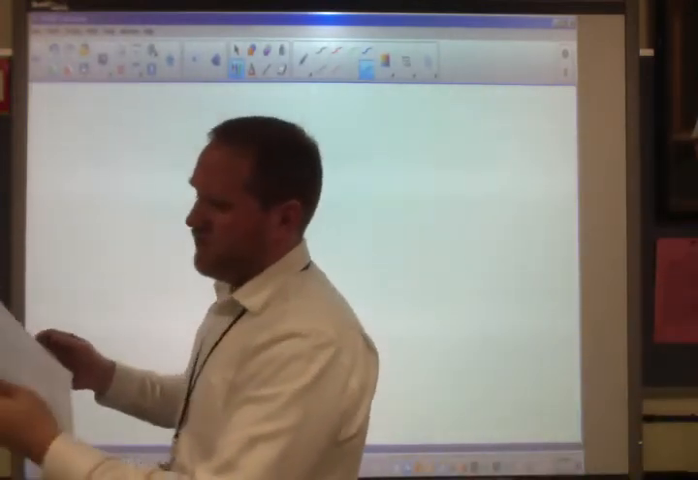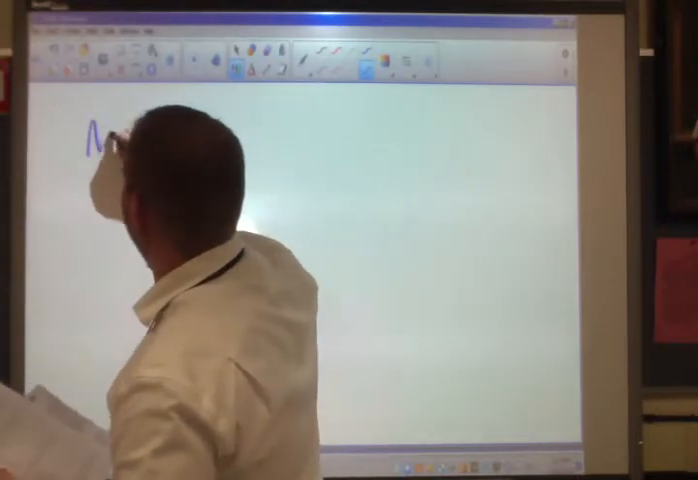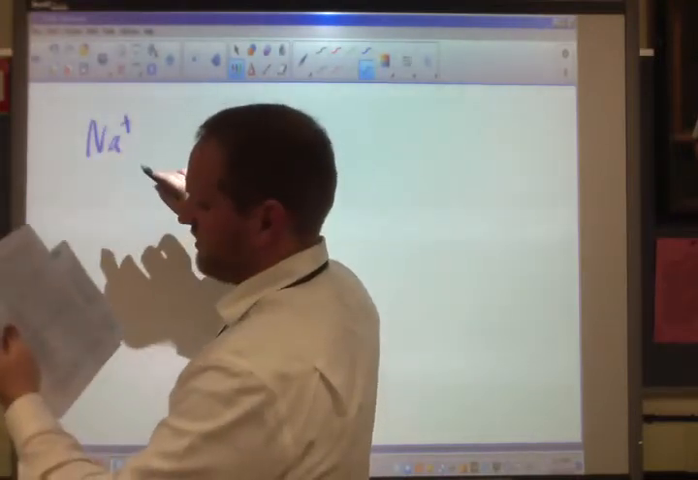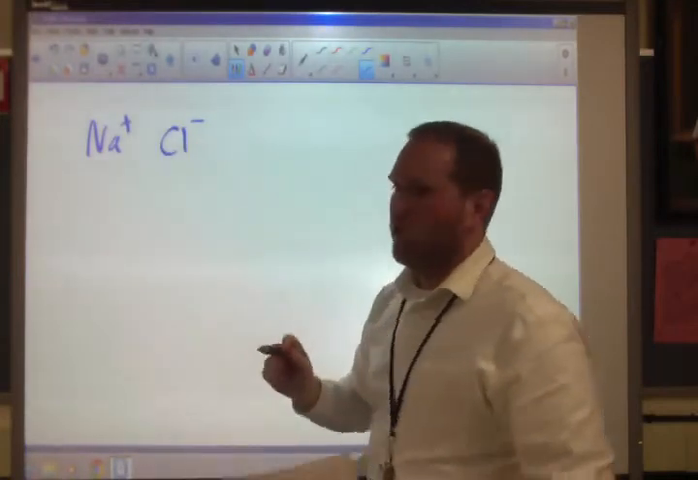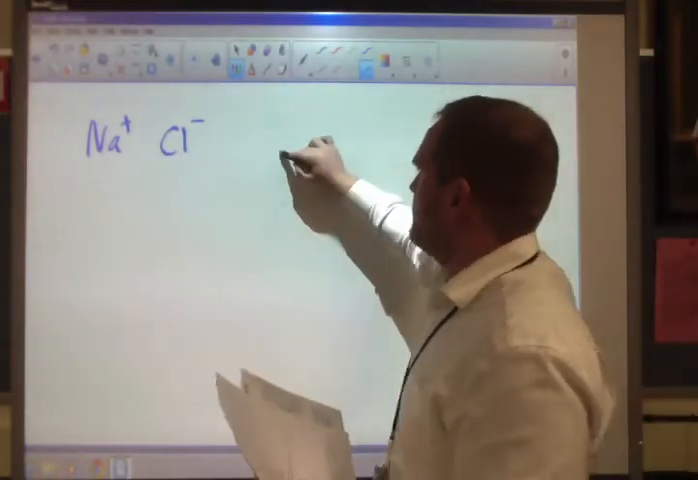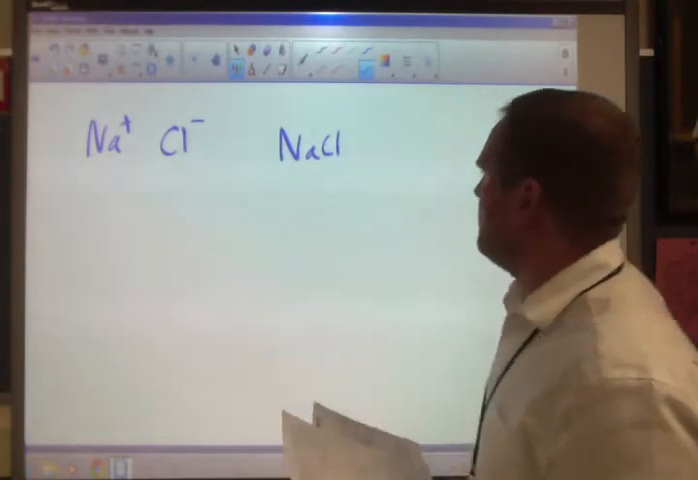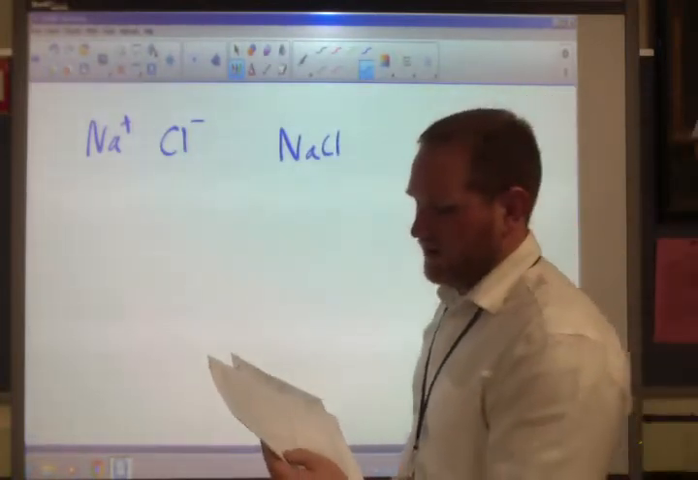So we have to first figure out what the ions are. Sodium is Na+. Chlorine is Cl-. Note it's a nice easy 1-to-1. So we just call this NaCl, and that's going to be sodium chloride.